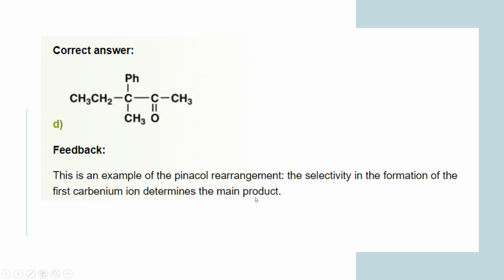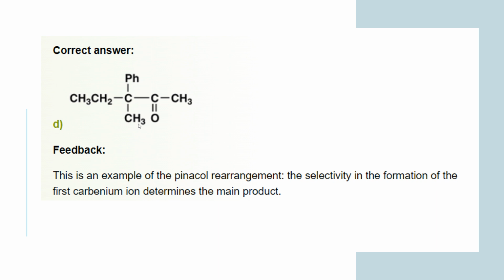And like I said, in the product, you will have a methyl linked to the keto group, and the alpha carbon will contain phenyl, ethyl, and the migrated methyl. Okay, so in this particular question, the most important thing that you have to identify is which is the most stable carbocation that is going to be formed in the reaction.